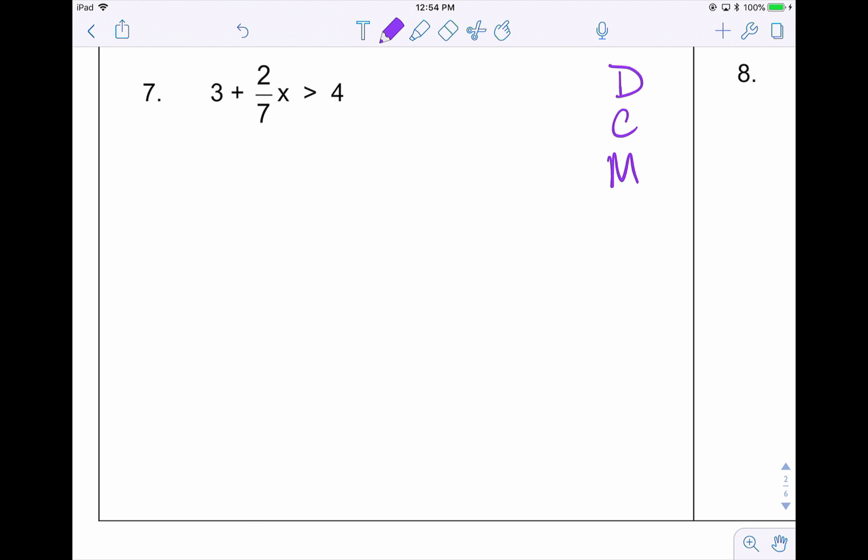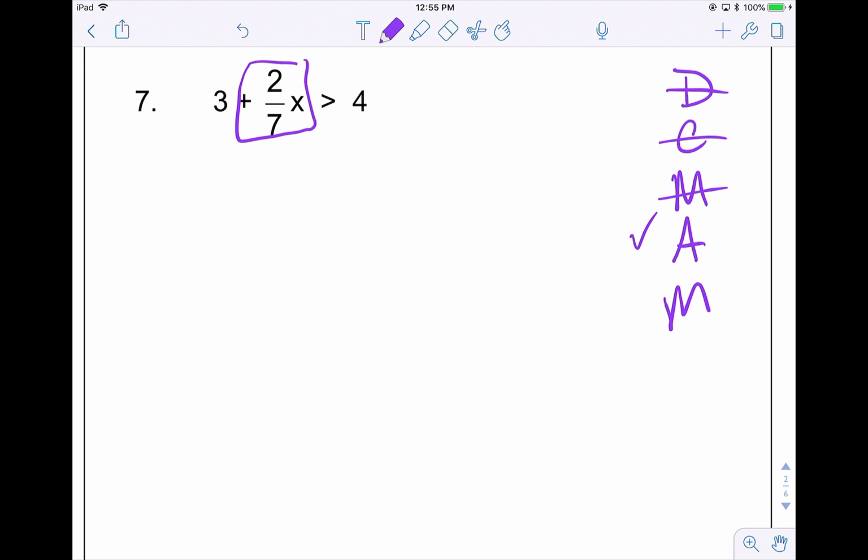Problem 7, this time we're dealing with a fraction. Don't let it throw you off. When I look at the fraction, I say, okay, the calculator's going to do the work for me. I'm just going to follow my don't call me after midnight. So I don't have any parentheses to distribute. I don't have any like terms. I box my x and I don't need to move variables to the same side.